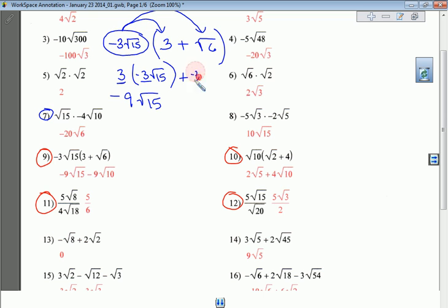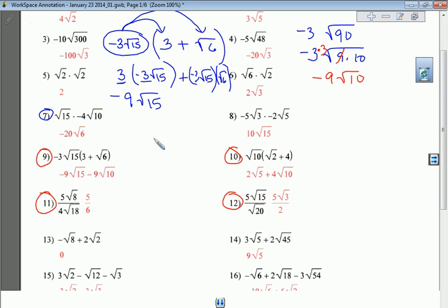So we're going to do negative 3 roots of 15 times the square root of 6. So this is negative 3 times the square root of 90. Well, doesn't 90 break down into 9 and 10? And the square root of 9 is 3. So this is negative 9 roots of 10. So it's simplified to negative 9 roots of 15 minus 9 roots of 10. That is number 9.